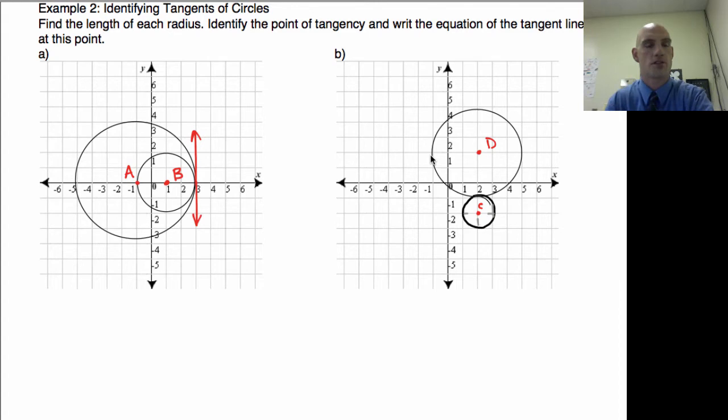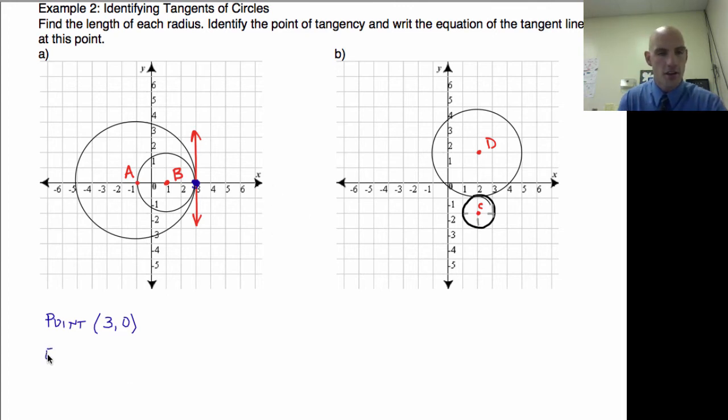So let's look at example 2, part A. It says find the length of each radius, identify the point of tangency, and write the equation of the tangent line at this point. We remember, of course, that our point of tangency is the single point where this line touches. Well, it's this point right here. So the point is going to be (3, 0). And so that's the point where that line touches at that single point.